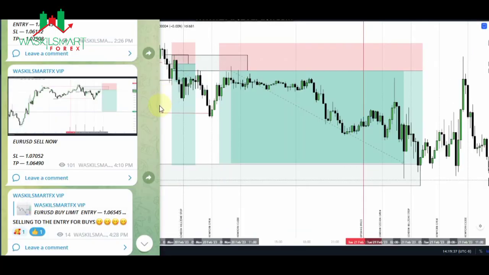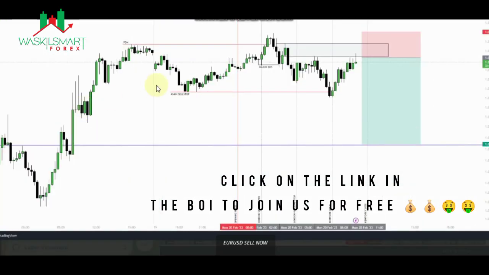So it's not more. You can see it here, Euro USD sell now. So this is Euro USD sell now. You can see it here. Let me open it. Yeah, see the whole structure before it happens. So this is when the market enters into this. So I was expecting the sell now.